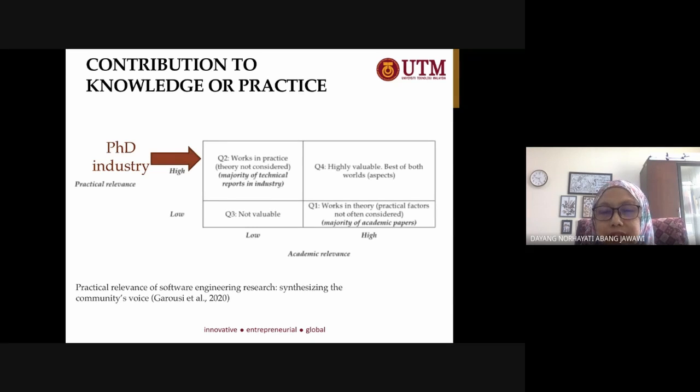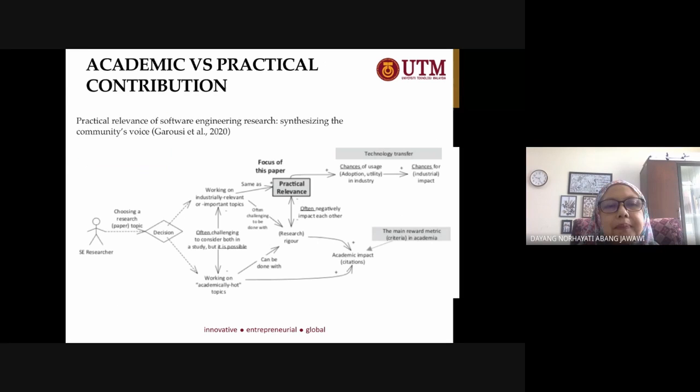Okay, but majority of us doing quadrant 1, but there are some students who manage to do quadrant 4 as well. Okay, like any student which work with industry, which really practice in industry, they can achieve up to quadrant 4.